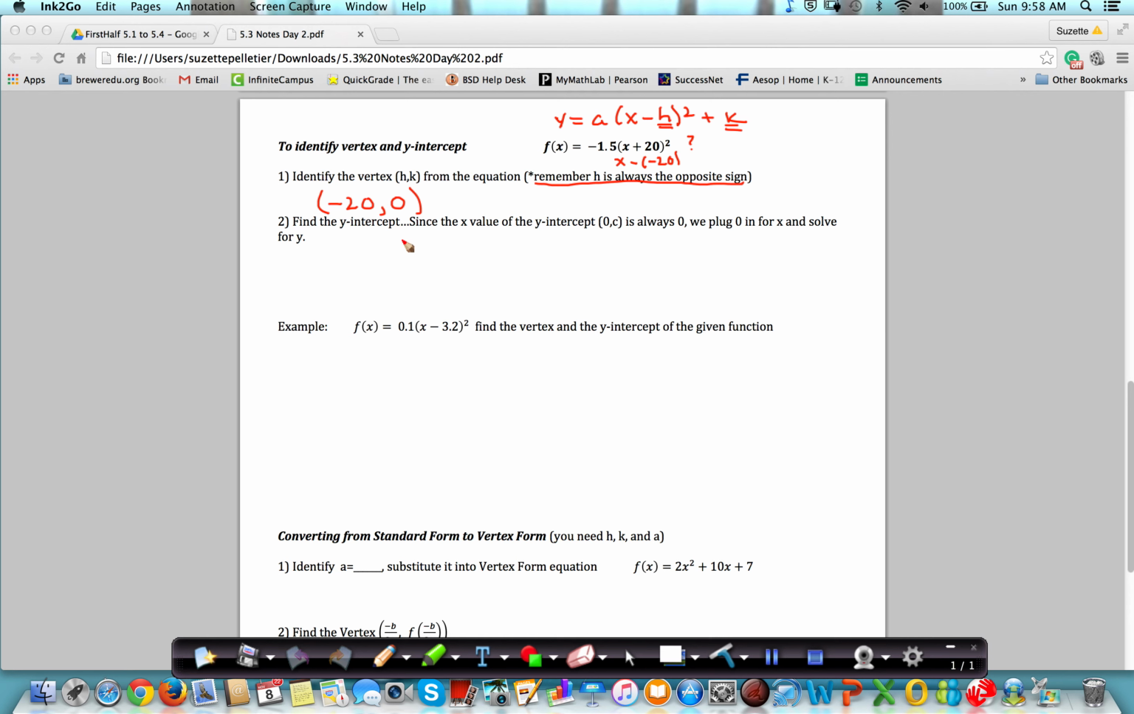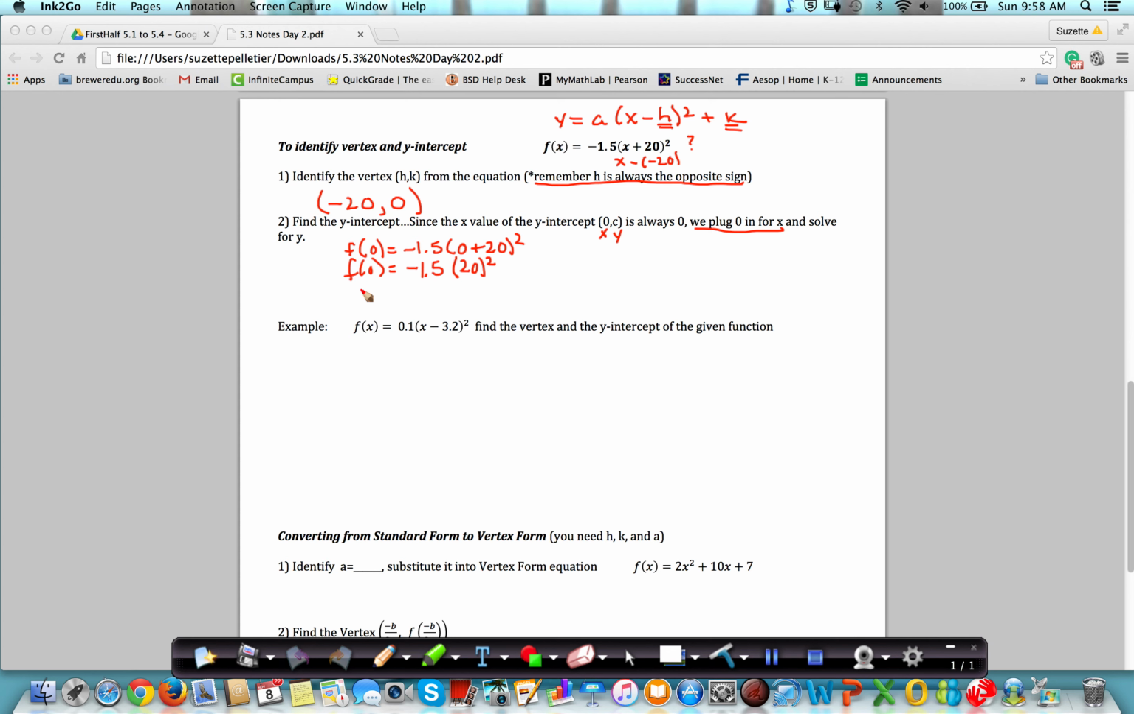Finding the y-intercept is also sort of simple in that we know the x value of the y-intercept is always 0. And so if x is always 0, y is going to be whatever we get when we plug 0 in for x and solve. So 0 goes in for x. -1.5 times 0 plus 20 squared. And 0 plus 20 is 20. So we have 20 squared times -1.5.